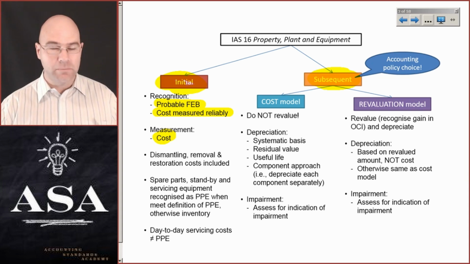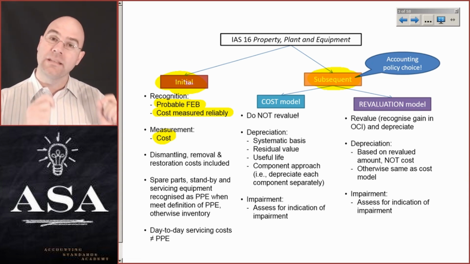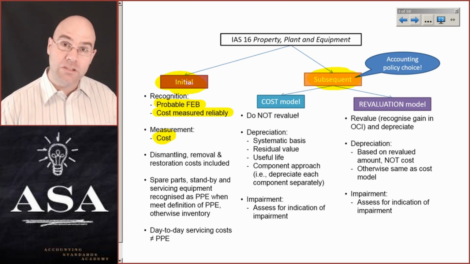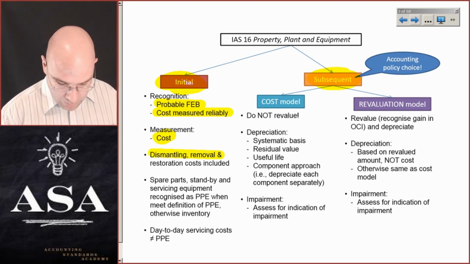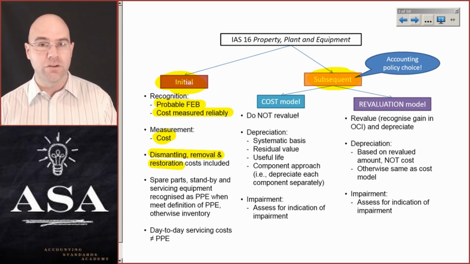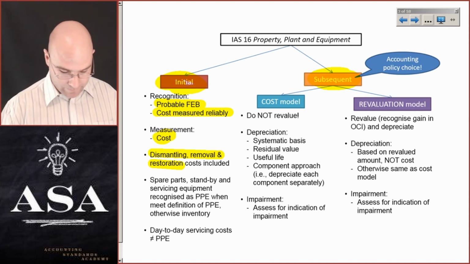Now, cost is going to have some implications, so it's not as easy as it seems, but take note, it's initially recognized at cost. Remember to include things like a dismantling, removal, or restoration provision. We're going to credit those provisions, debit PPE. Again, we'll deal with this in a bit more detail.